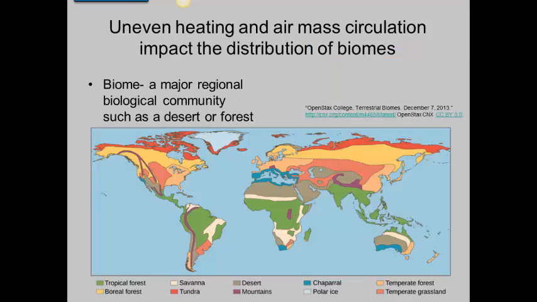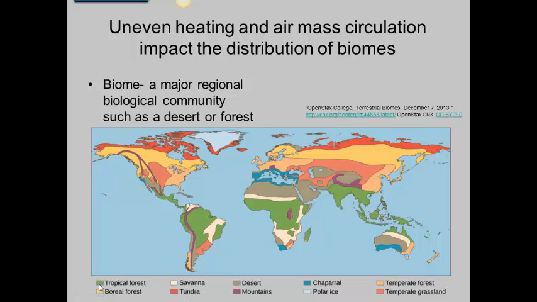The uneven heating and patterns of precipitation driven by air mass circulation are hugely important in determining the distribution of biomes globally. You saw this map of biome distribution in your reading for this week. Recall that a biome is a major regional biological community, such as a desert or a forest. And if we take a look at this map, we can see the impact of the phenomenon we've been talking about in terms of the global climate on the distribution of biomes.